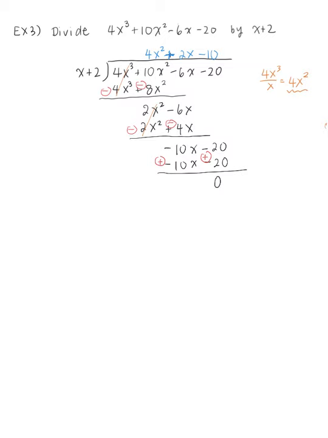All right, so therefore our answer is going to be 4x squared plus 2x minus 10, and then plus the 0 over x plus 2. So 0 over any quantity is going to be 0. So if the remainder is 0, no need to write plus 0 over x plus 2. So I'm just going to box that for the answer.